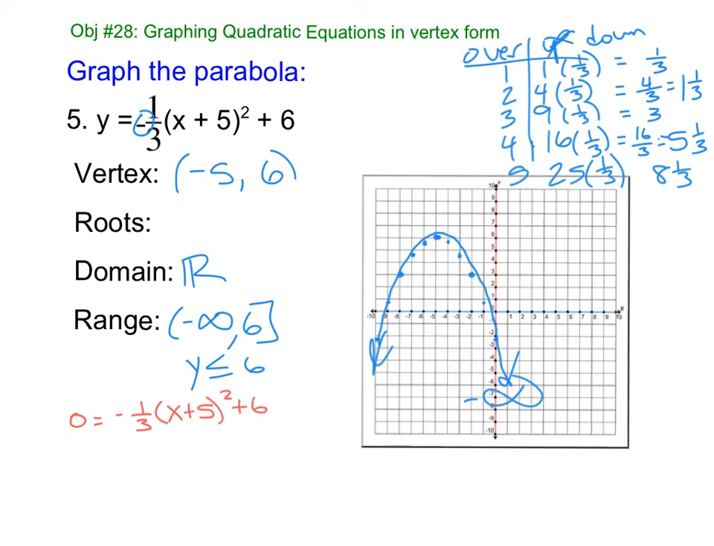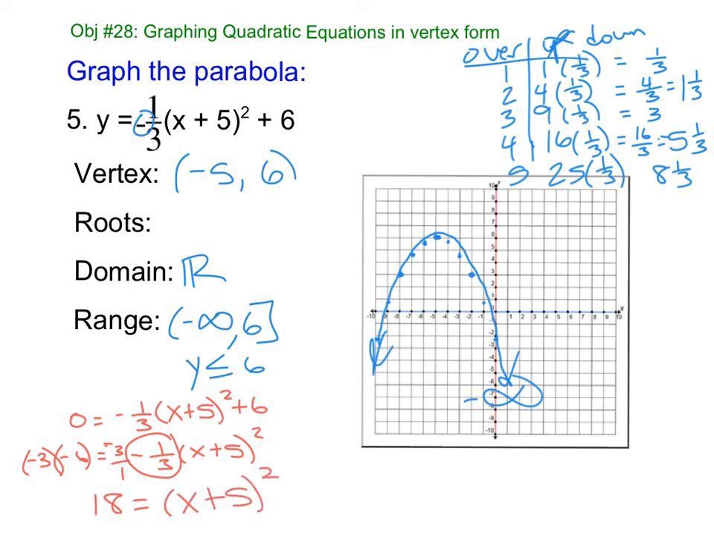What do we do first? Subtract 6. All right, so now this is a little tricky. How do I get rid of this -1/3? So because it's a fraction, we're going to multiply by the reciprocal. So times 3/1, but it's got to be negative, right? So we're going to basically just multiply both sides by -3. So we get 18 equals (x plus 5) squared.